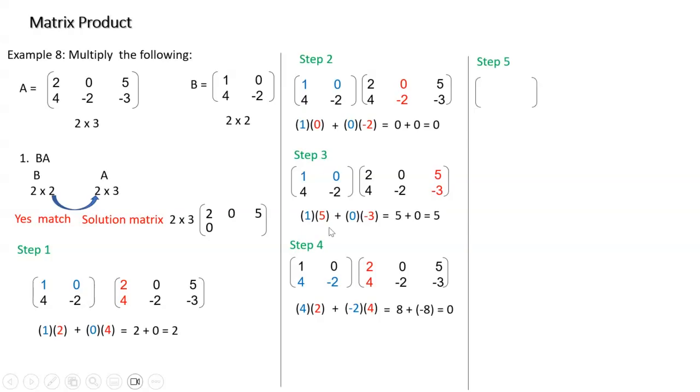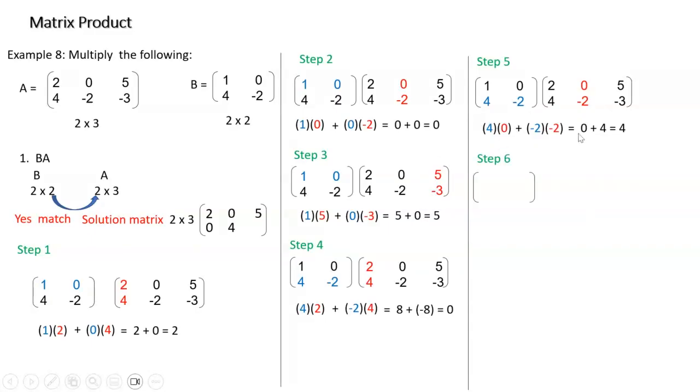Now step 5. So it'll be the second row times the second column. 4 times 0 is 0. Negative 2 times negative 2 is 4. So 0 plus 4 will give us 4. So the 4 goes on the second row, second column.